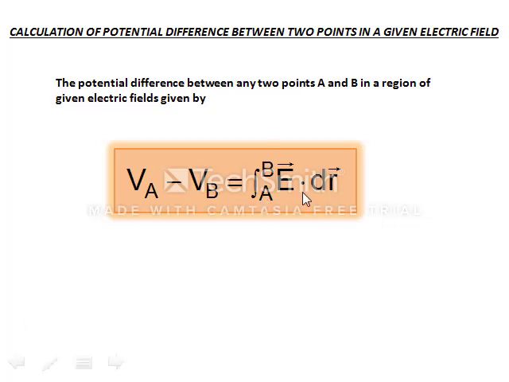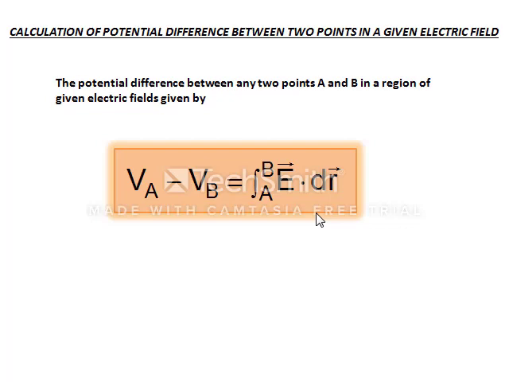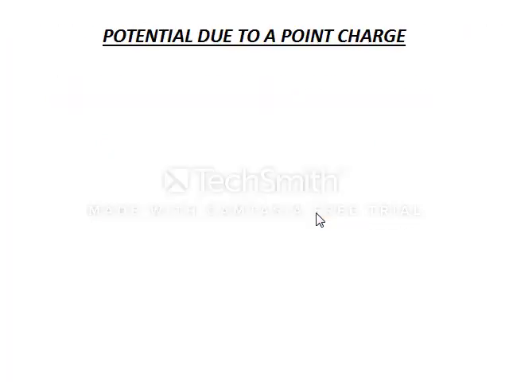If the field is uniform, then this E will come out of the integral sign and we'll get the same thing. Now let us see an example of it, a very important example, that is potential due to a point charge. We'll be using the same method.